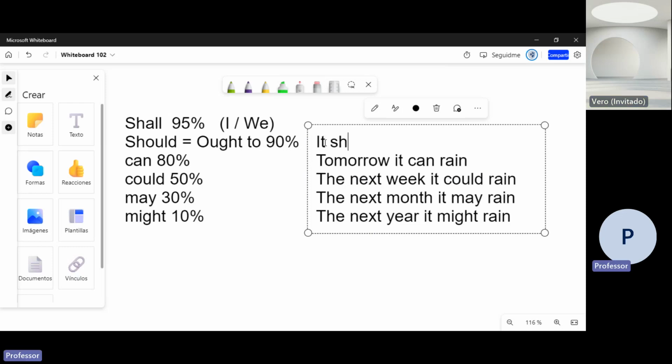It should rain in 5 minutes. Now I'm seeing the sky right now, in this moment. I can see the clouds. I can feel the air, and I'm pretty sure that it is going to rain. So I could use should because we're talking about 5 minutes in the future.